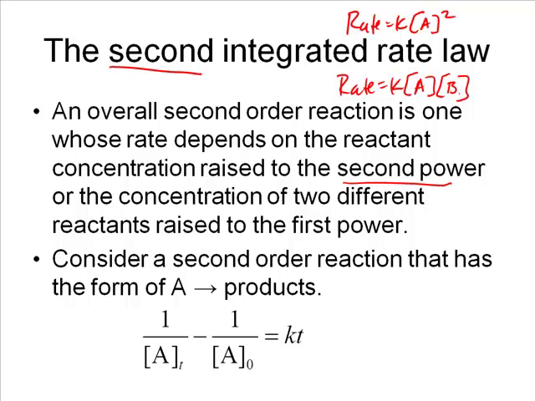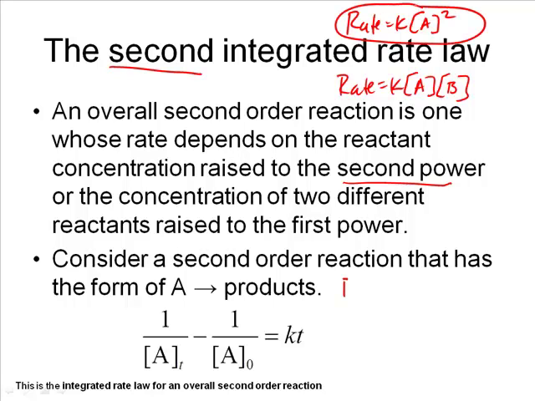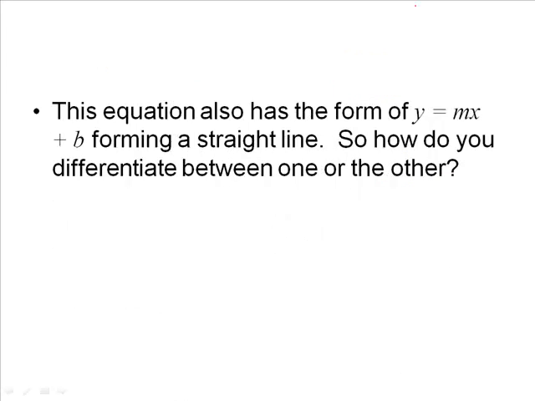So if we look at this equation here, notice that you've got A to the products. This is the second order reaction. So we're assuming that it's this one right here, that the rate equals K times A squared. Okay, again, this is also given on the AP exam. It also has a formula of y equals mx plus b.